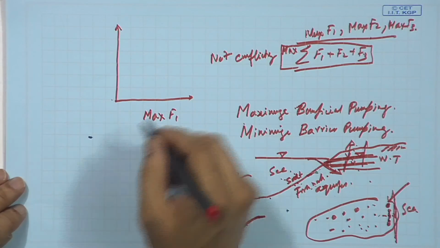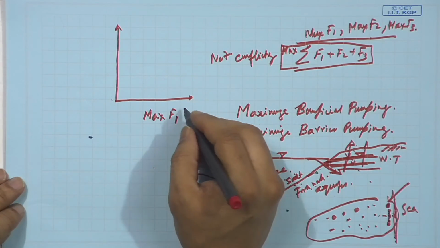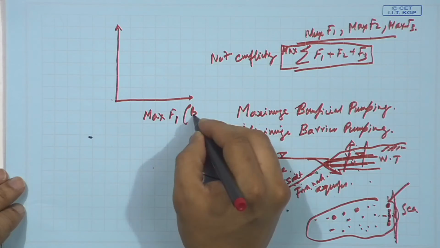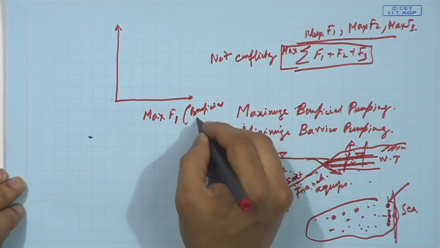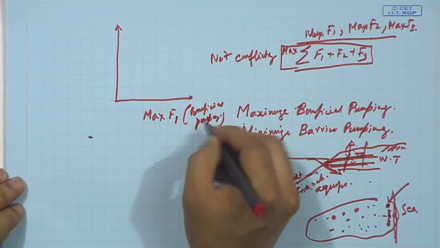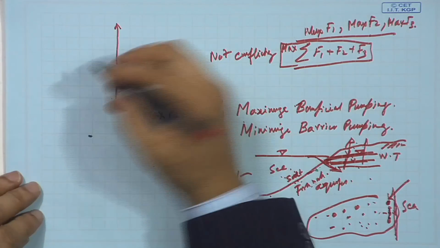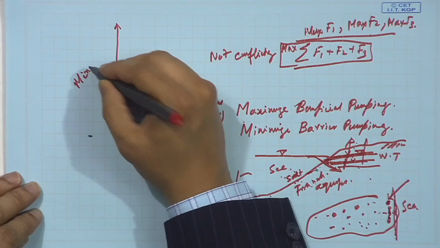So my objective function might be to maximize F1, which is beneficial pumping, and minimize the barrier pumping.